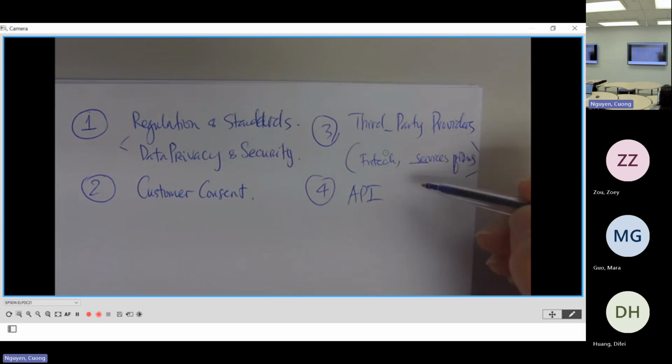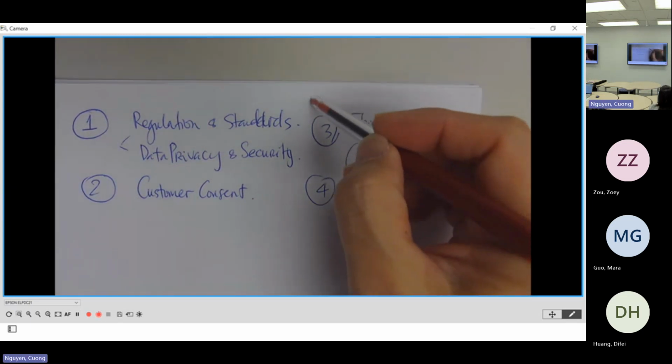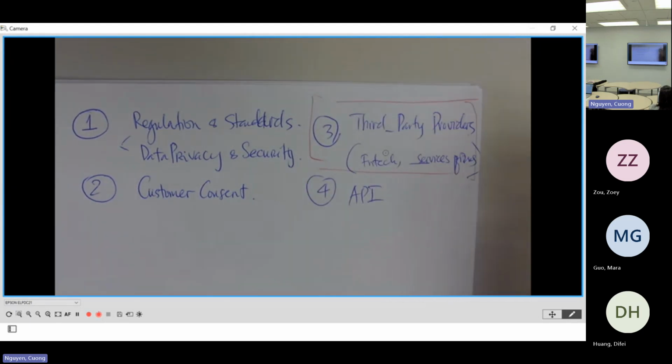So that's why, when open banking just started in New Zealand, a lot of fintech companies jumped into this area. And hopefully the job perspective for fintech areas will improve.